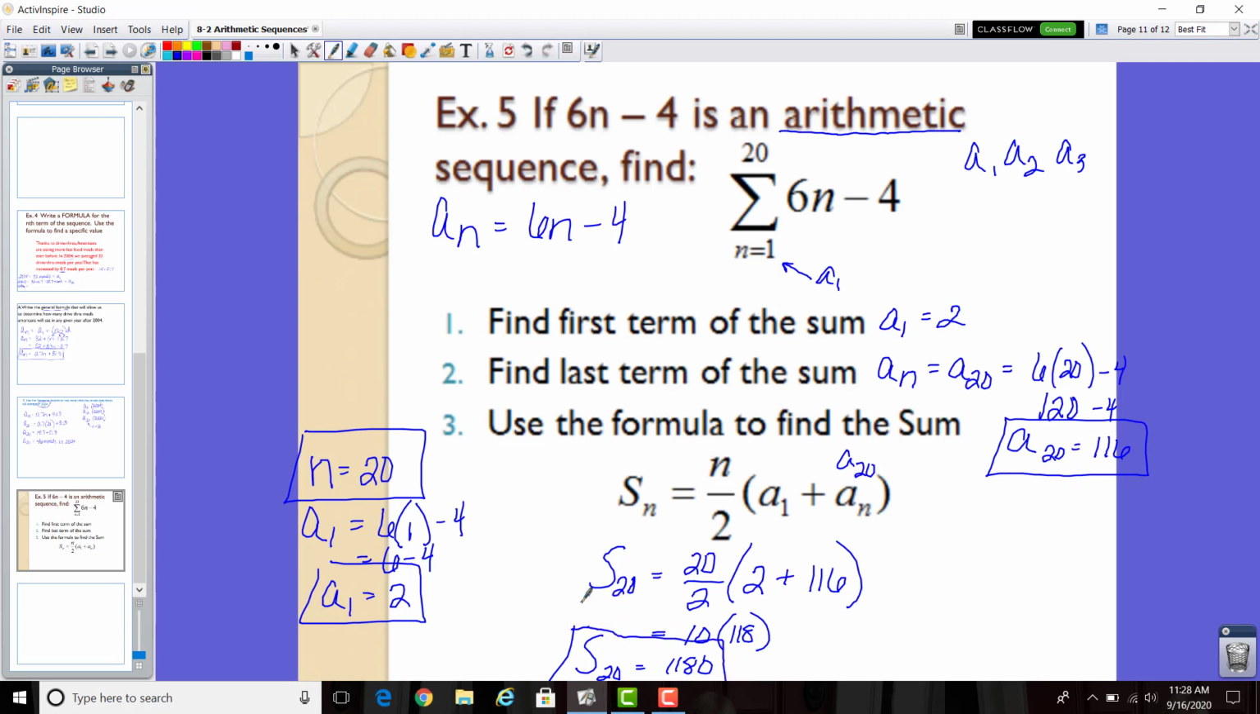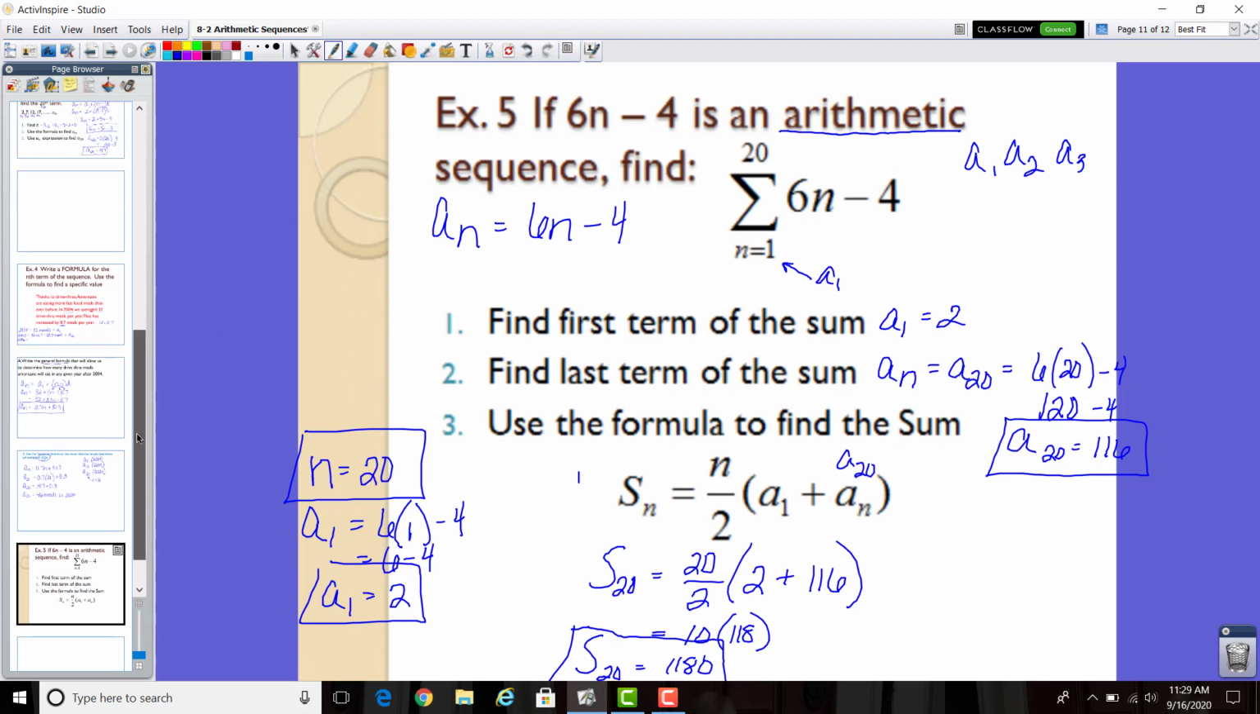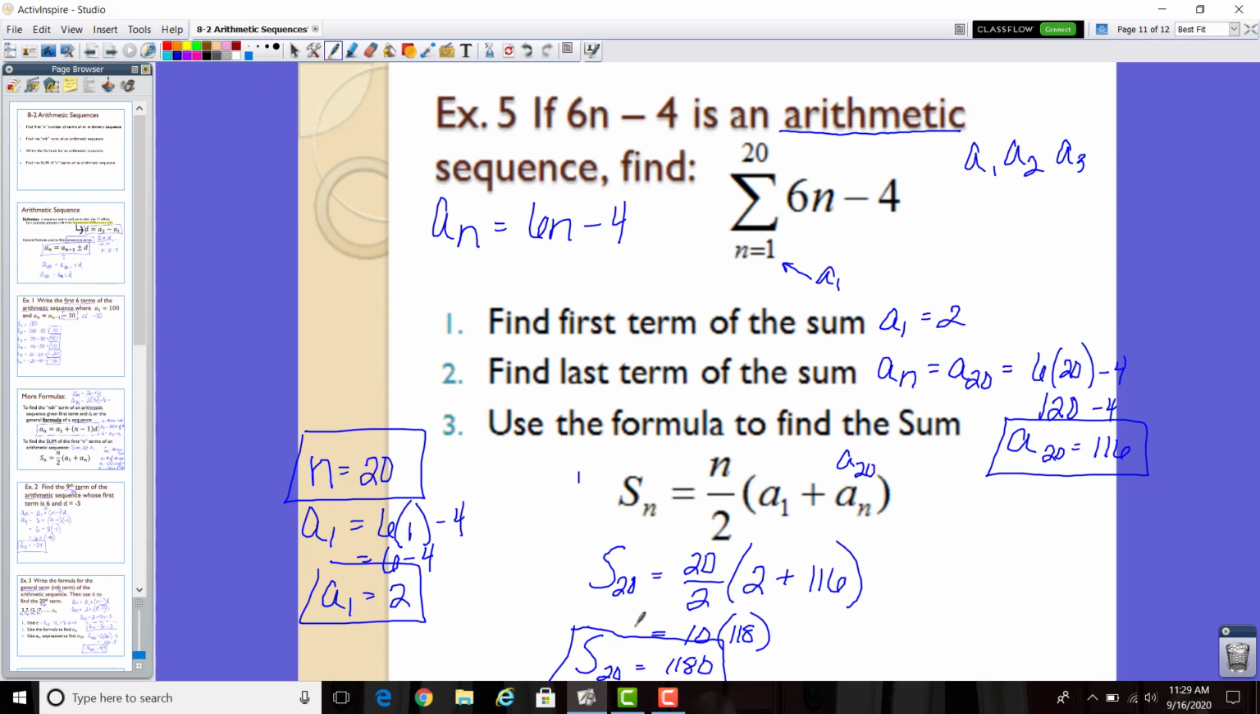If we didn't have this formula, I would have to find the value of all 20 terms individually using the general term 6n minus 4 and then add them up. Nobody wants to spend the time doing that. However, in order to use this formula, you have to know what the notation represents, you have to be able to calculate the first term and the last term, and you have to be starting at the first term. If your sum is not starting at the first term, even if you know it's arithmetic, you cannot use this formula. If you have any questions, please let me know.